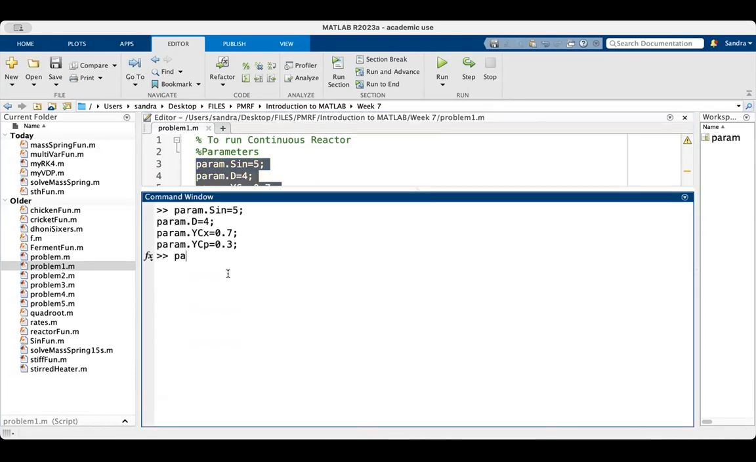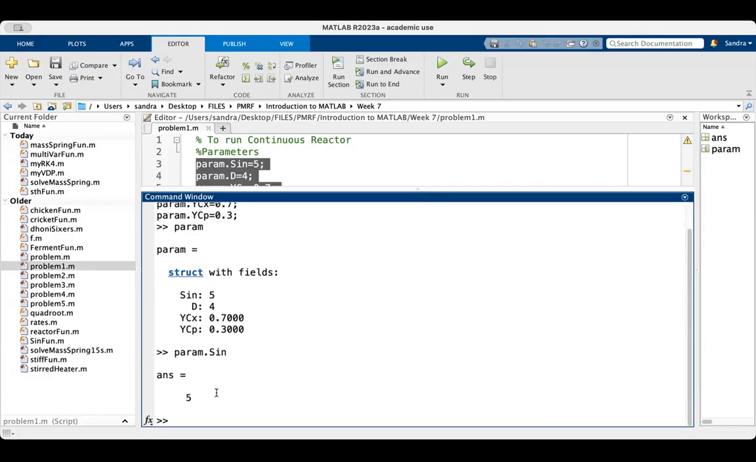Now I get what param is. If I type it, I'll get this. Param is a structure which has four variables, Sin, D, YCX, and YCP, and each value is given. If I want to access any particular value in it, I have to write param dot Sin, and then I'll get the value of it. This is how you access a value in a structure.